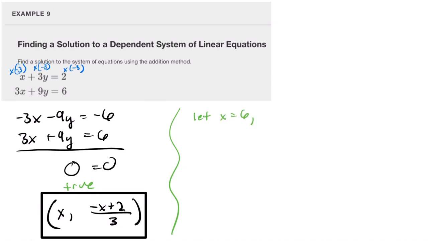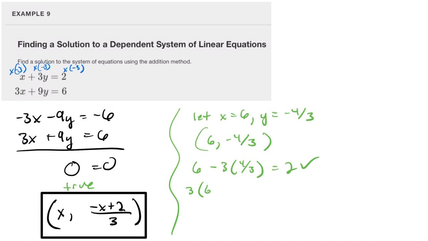So when x is 6, then our y is going to be -6 plus 2, which is -4, so it's -4/3, right? Now you can check this one and it should work. 6 minus 3 times 4 over 3: 6 minus 4 is indeed 2. So that one checks out.